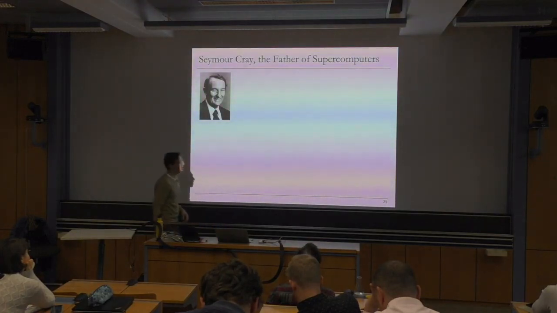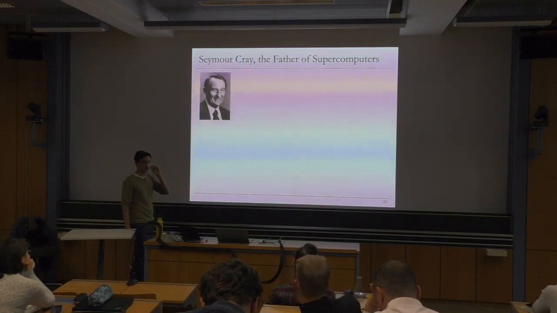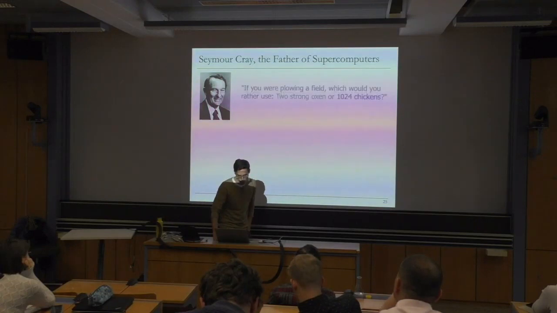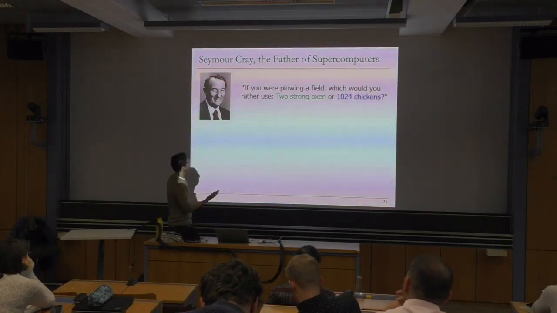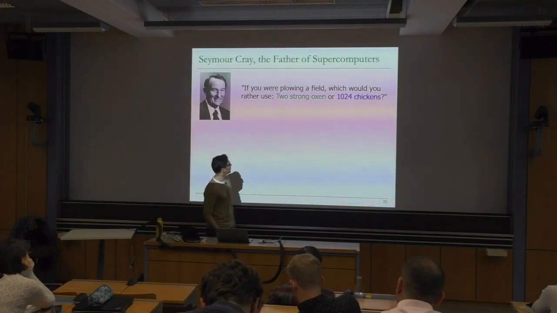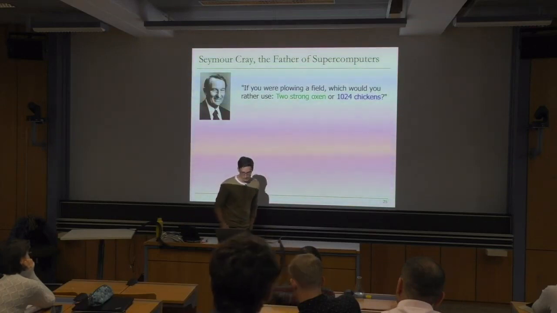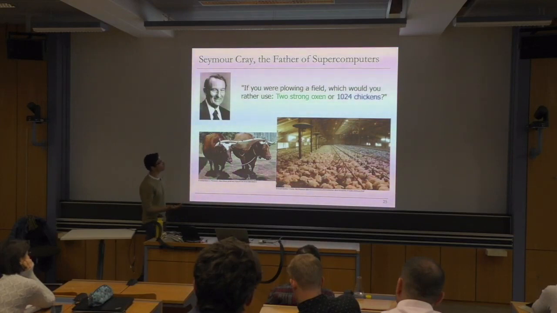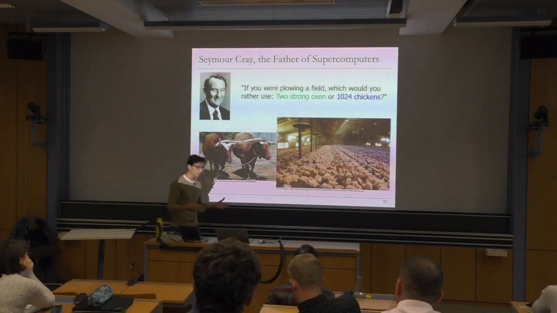And this is the person who was responsible for these computers, Seymour Cray. He is the so-called father of supercomputers, and I really like this sentence. If you were plowing a field, which would you rather use? Two strong oxen or 1,024 chickens? And here you have them. So what would you use? Well, it will depend on what you really have to do. It depends on all these different processing paradigms.